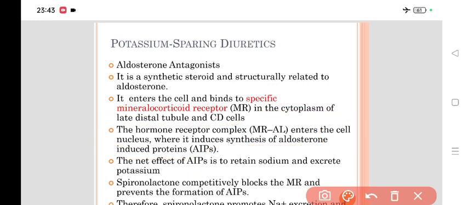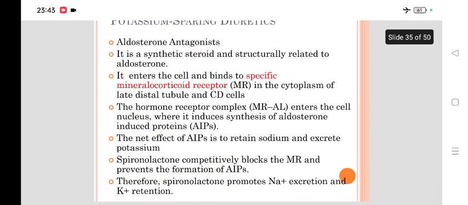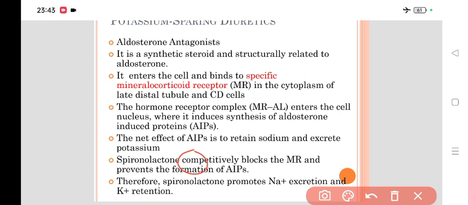So the net effect of aldosterone induced proteins is to retain sodium and excrete potassium. But spironolactone, what does it do? Spironolactone competitively inhibits, or competitively blocks, the mineralocorticoid receptor, which prevents the formation of these aldosterone induced proteins.